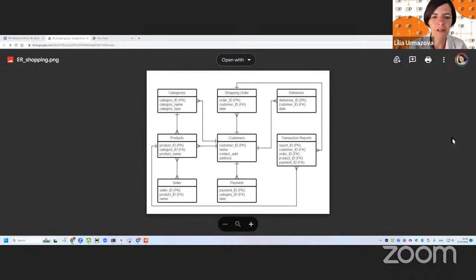How many deliveries could one order have? A lot. It can be one, but in one order, two or three. I think that one order can have one delivery. I mean that you can deliver one order just once. Yes.